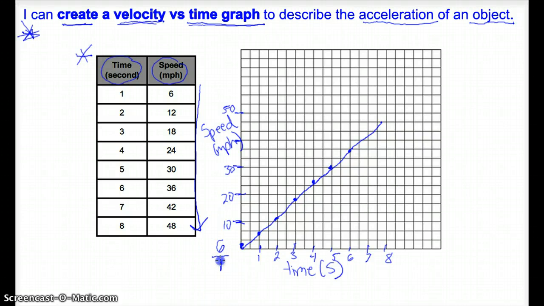Because this is a line, I can assume the slope is the same the entire way through here. So the slope is 6 over 1, or in this case, the object is increasing speed 6 miles an hour per second, and that would be the acceleration.